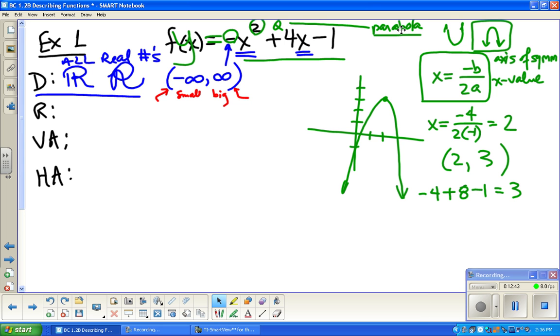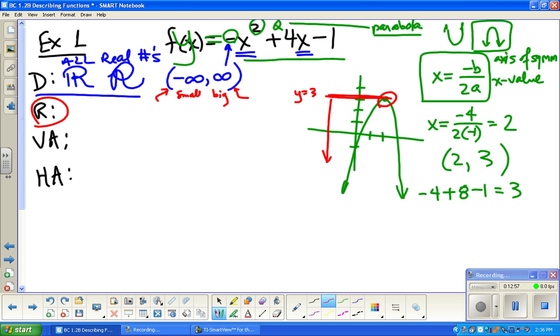All right, so as we're looking at this graph, remember that the whole reason for doing this was to look at the range. Okay, so I see that there's a top to this thing at y equals 3. And then all of these other y values are going down from there. Are fractions included? Yep. Decimals? Yep. Positives? Yep. Negatives? Yep. Anything below that 3 and including the 3. So one way to write this would be to say y is less than or equal to 3.